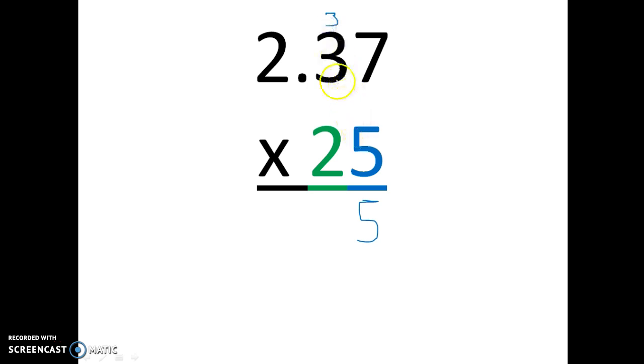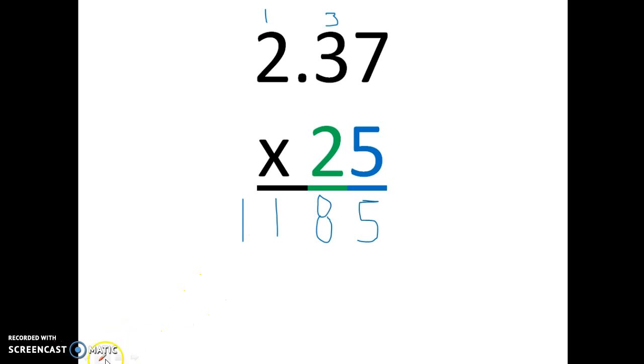Then we got 5 times 3 is 15, plus 3 is 18. Put the 8 and carry the 1. Then we got 5 times 2 is 10, plus 1 is 11.